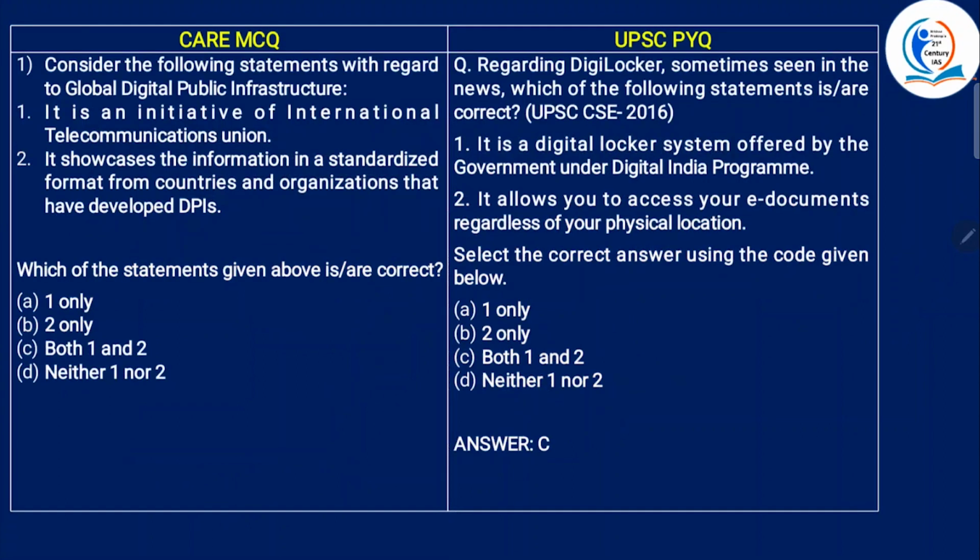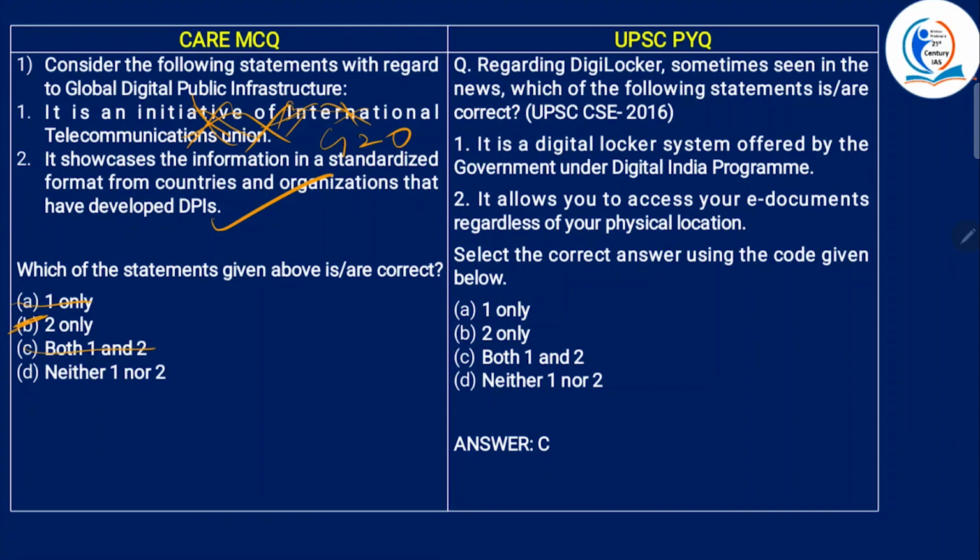Now we'll get into the MCQ. Consider the following statements with regard to global digital public infrastructure. One: It is an initiative of International Telecommunications Union? No. We just saw, it is an outcome of India's G20 presidency. So it is wrong. So one is gone. Two: It showcases the information in a standardized format from countries and organizations that have developed digital public infrastructures. Yes, this is correct. So 2 is correct.